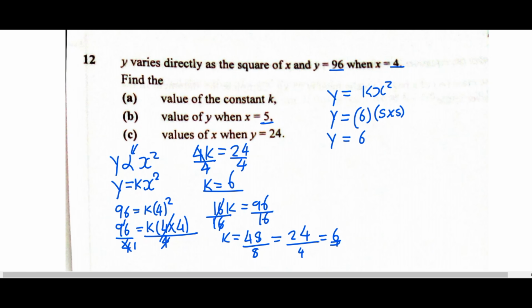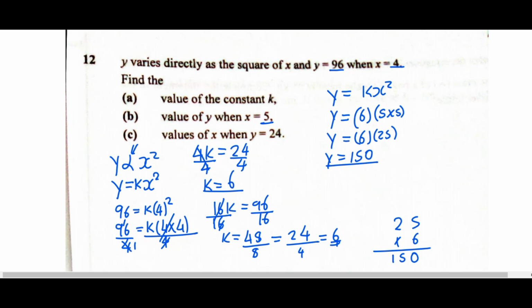We know that 5 times 5 is 25. Then if we multiply 25 times 6 it will give us 150. So you just say 25 times 6 like this. 6 times 5 is 30, so 0 and we carry 3. Then 6 times 2 is 12 plus 3 is 15, which gives 150.